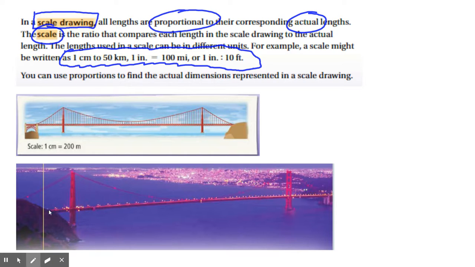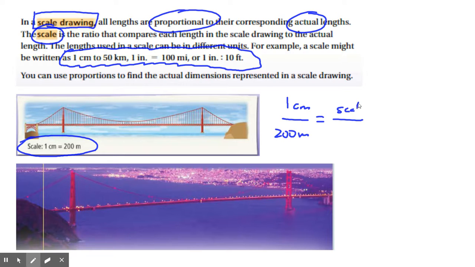So here we have, I think this is called the Golden Gate Bridge in San Francisco. So this is the actual picture down here, and here's your scale drawing with the scale of 1 centimeter equals 200 meters. So again, when you're doing this, you're going to set up a proportion, and a proportion is just two fractions set equal. The first proportion is going to be the scale, 1 centimeter to 200 meters. And I want you to include the units. So then the second fraction is going to be the scale drawing length over the actual length.